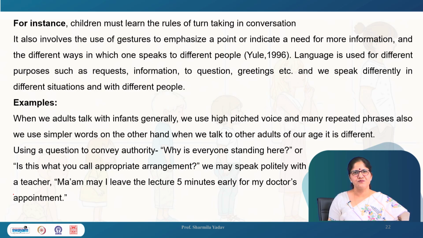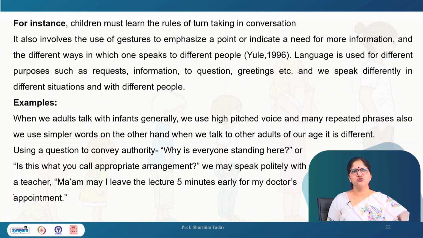To question. Where are you? What are you doing? Greetings. Hello, how are you? Congratulations for your day. And we speak differently in different situations and with different people. Some more examples.